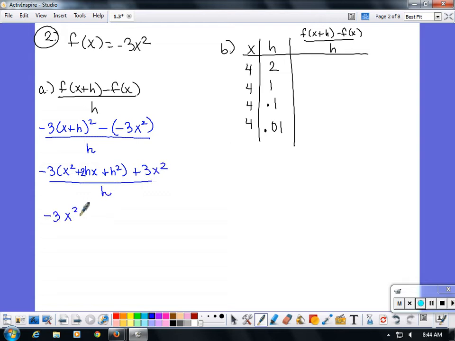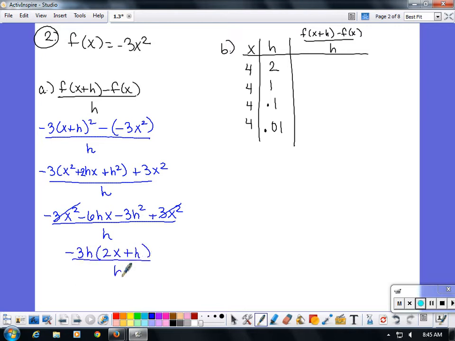Distribute negative 3x squared minus 6hx minus 3h squared plus 3x squared over h. These cancel. Factor out 3h. You're left with 2x plus h divided by h. H's cancel. You're left with negative 3 times 2x plus h. So that's what we're going to use when we fill in our chart.